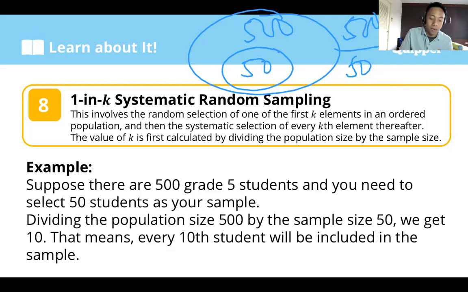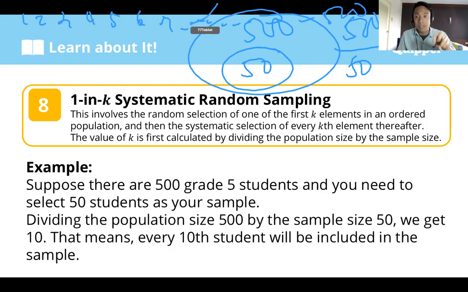Ibig sabihin yan, maglagay ka ng numbers from 1, 2, 3 up to 500. And then count ka every 10th. So 1, 2, 3, 4, 5, 6, 7, 8, 9, 10. That's the first one. Another 10, another 10, another 10, until you find the 50 sample size. Medyo matrabaho lang siya kasi magsosolve ka pa, magbibilang ka pa ng ikasampu, ikasampu ulit. That is the 1 in K systematic random sampling.